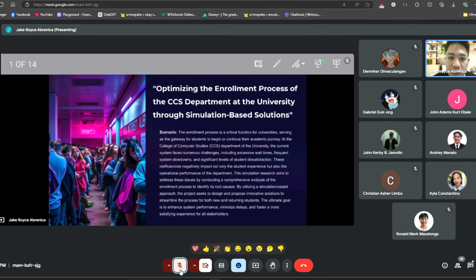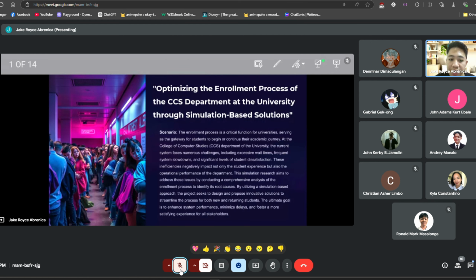Optimizing the enrollment process of the CCS department at the university through simulation-based solutions. The enrollment process is a critical function for universities, serving as the gateway for students to begin or continue their academic journey. At the College of Computer Studies, the current system faces numerous challenges, including excessive wait times, frequent system slowdowns, and significant levels of student dissatisfaction. These inefficiencies negatively impact not only the student experience but also the operational performance of the department.